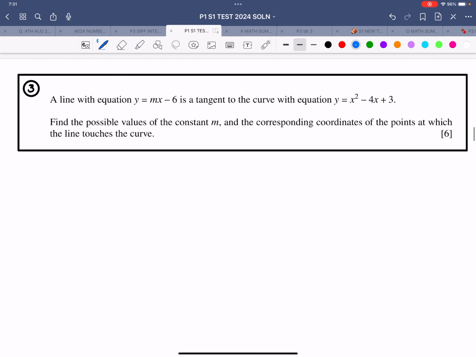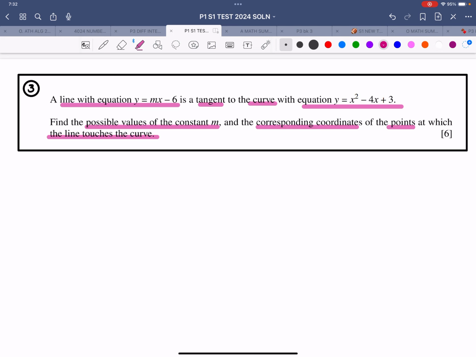Now let's look at question number 3. Question number 3 is again about this thing. A line with equation y equals mx minus 6 is tangent to the curve with equation such and such. Find the possible values of the constant m and the corresponding coordinates of the points at which the line touches the curve. So now first of all, what needs to be done?